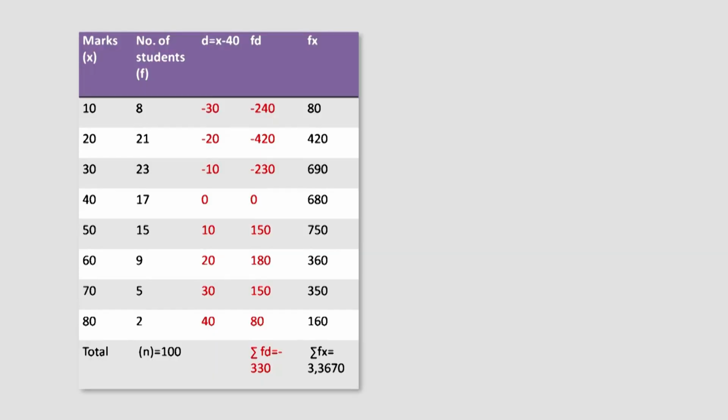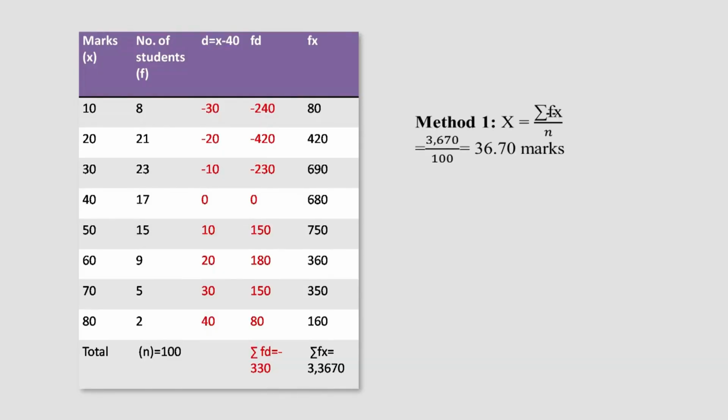So, when you multiply 10 into 8 is 80, 20 into 21 is 420, 30 into 23 is 690, 40 into 17 is 680, 50 into 15 is 750, 60 into 9 is 540, 70 into 5 you get the value 350 and 80 into 2 you get 160. So, now you have got the value of fx. Now, you have to sum this fx, you have to find out the total of this fx column. If we get the summation of this column fx, the number that we are getting is 3670. So, summation fx is 3670.